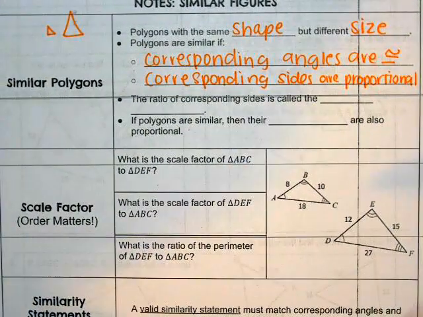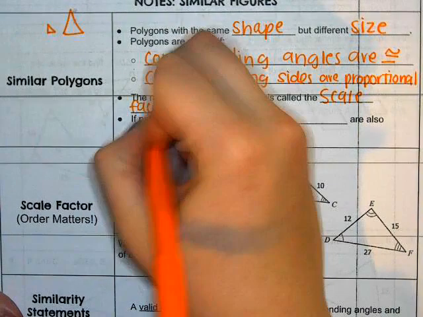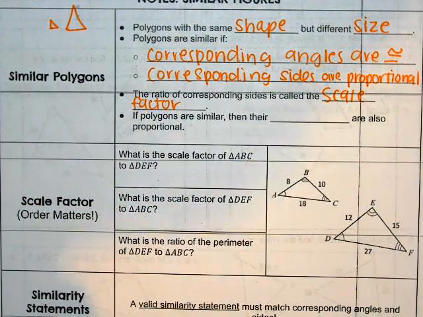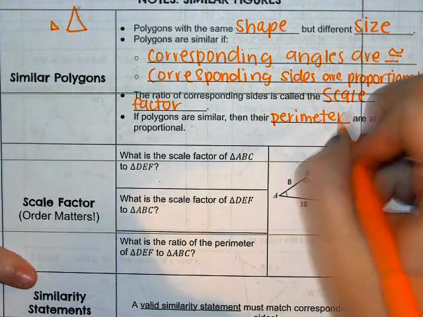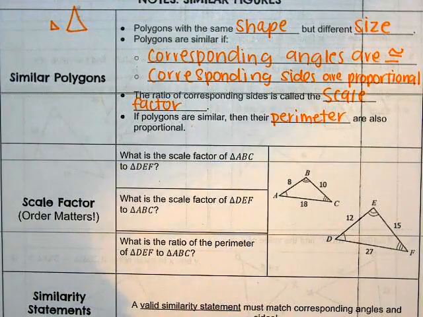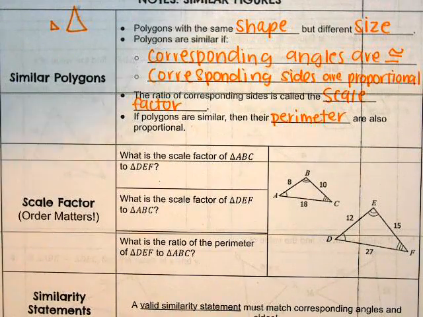So they are proportional. This ratio of the corresponding sides is what is known as the scale factor. If polygons are similar, then that means that their perimeters are also similar. If you think about it, perimeter comes straight from the side of a shape, and if the sides are proportional, then their perimeters have to be proportional also. Scale factors are the ratios of corresponding sides, and the order of the sides matters.